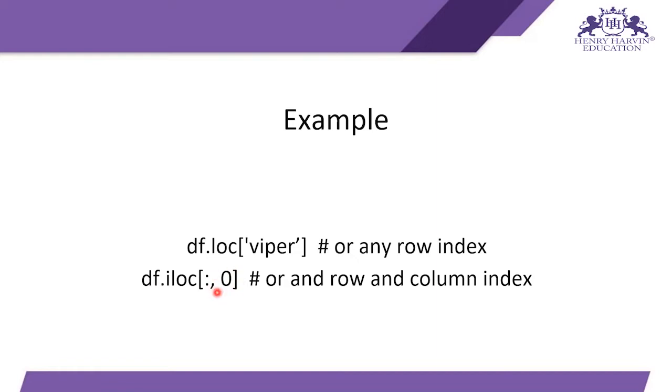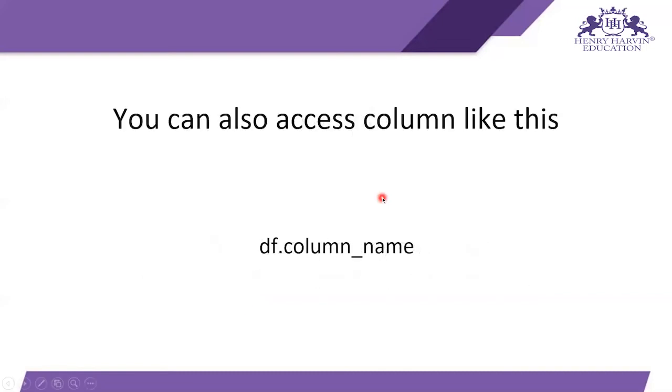Then we type the index of the column. Let's say column number 1, which has index 0, and we want to see the first column with all the rows. By this command we will see the whole first column with all the rows. Next, you can also access any column like this: write df dot and type the column name, and you can see the whole column there. That's an exception where you can access the column like this.